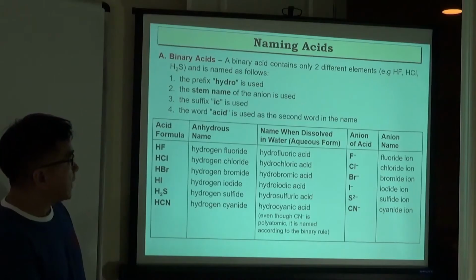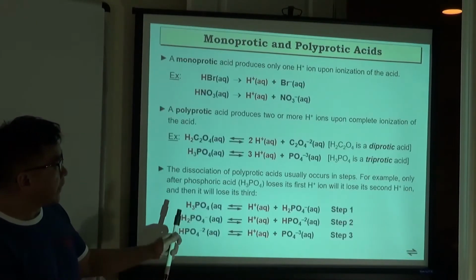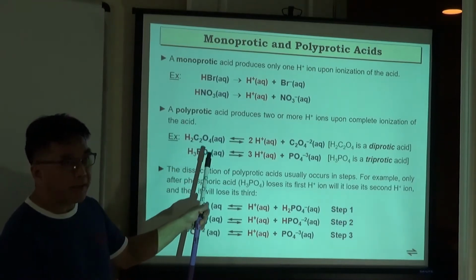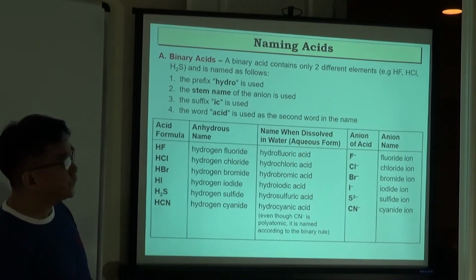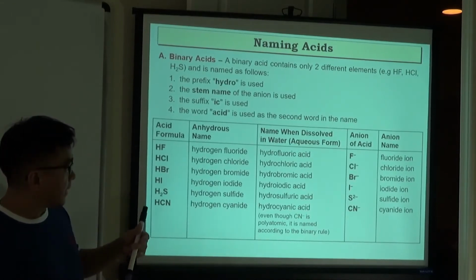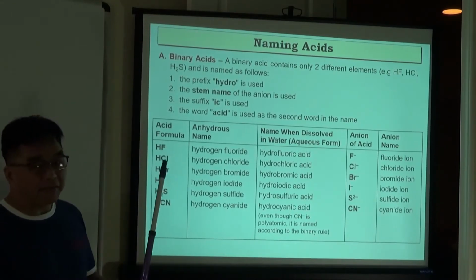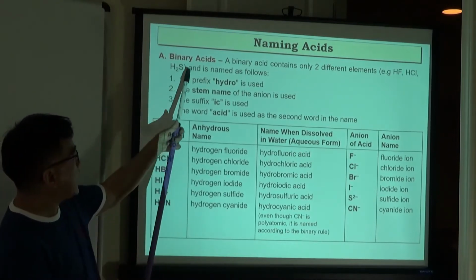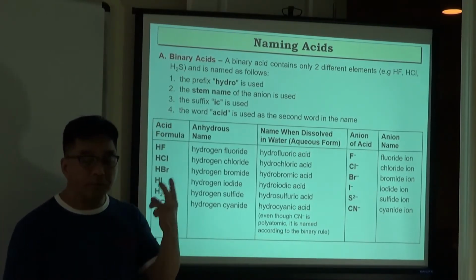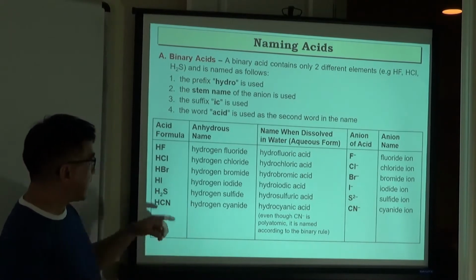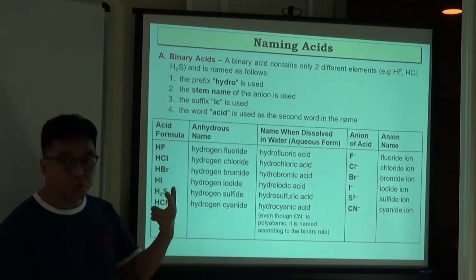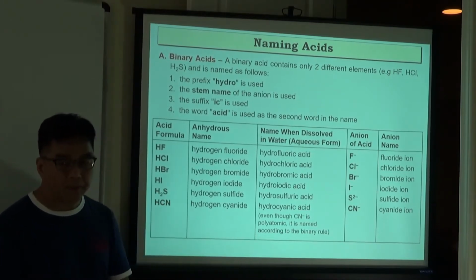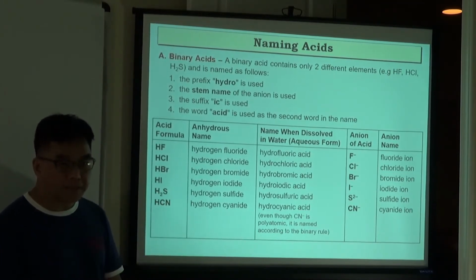Okay, so now that we know how to recognize the acid formula, and there are different types of acid, monoprotic and polyprotic acid, how do you name acids? There are two kinds of acid, the first being binary acid. Binary means that you have two different types of element. For example, HF, HCl, two different types of element in a compound. So that's called a binary acid.